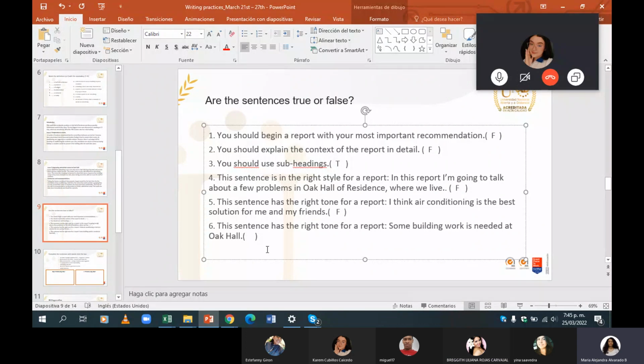Yeah, that's right. Number 6. It should be kind of personal. Okay. Number 6. This sentence has the right tone for a report. Some building work is needed at on call. It's true. It's true.